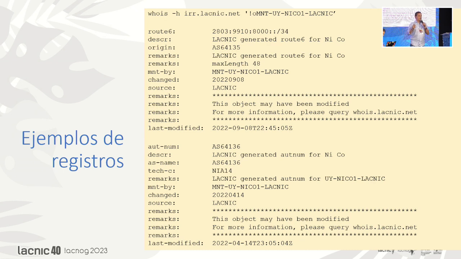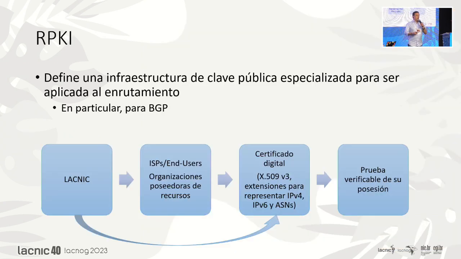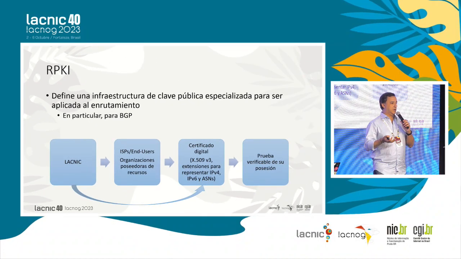It normally works automatically based on the RPKI information. In other IRRs, you generate this information and the autonomous system then records this type of information. On the other hand, RPKI is something similar to this, but with a mechanism behind it that has to do with a public key infrastructure used for routing purposes.